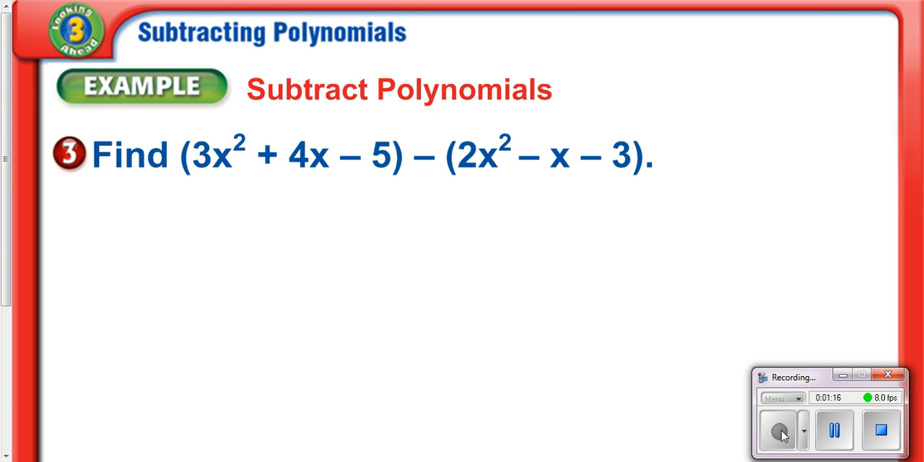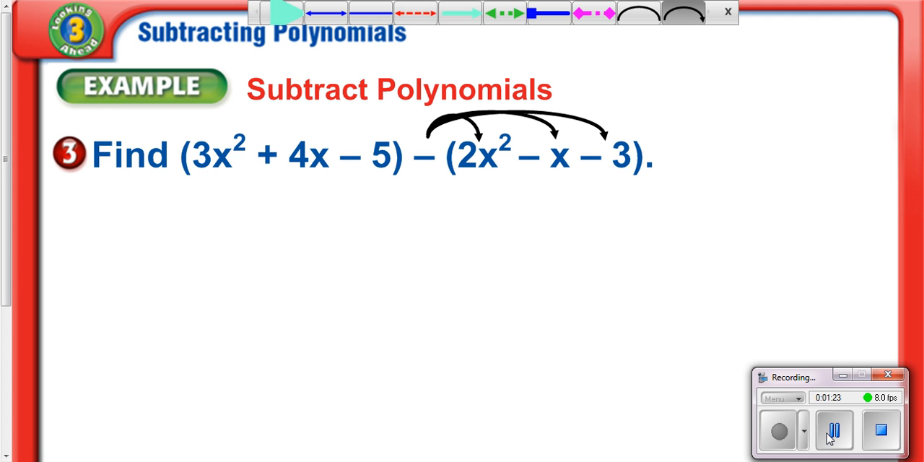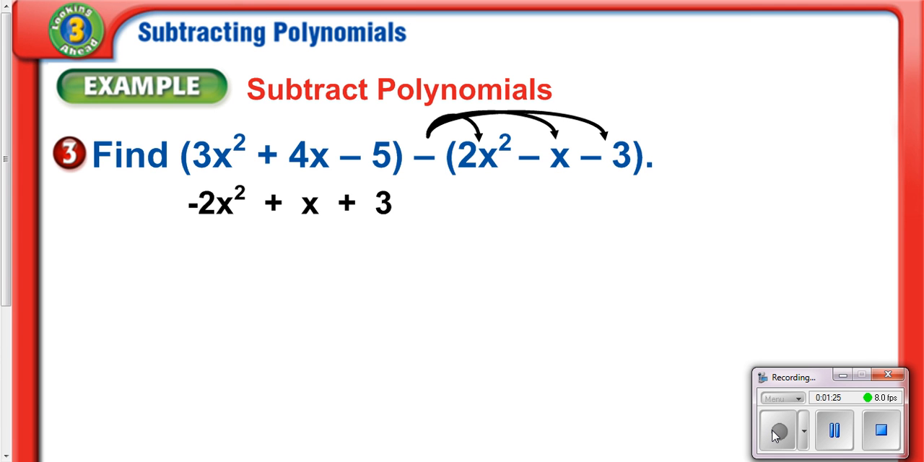Example 3, we're going to subtract by a trinomial here. So again, we'll start off with distributing the negative sign. Following our distribution, we'd get a negative 2x squared plus x plus 3. And again, our like terms are stacked and aligned. Combining like terms, we would get 3x squared take away 2x squared gives us x squared. 4x plus x is 5x, and negative 5 plus 3 is negative 2.